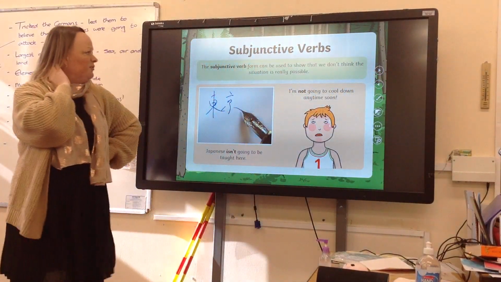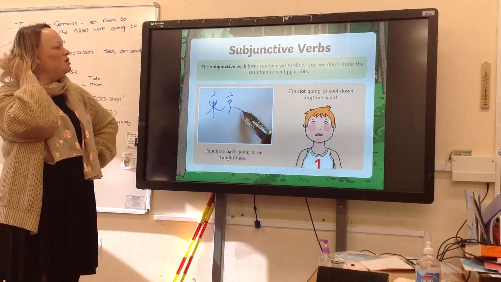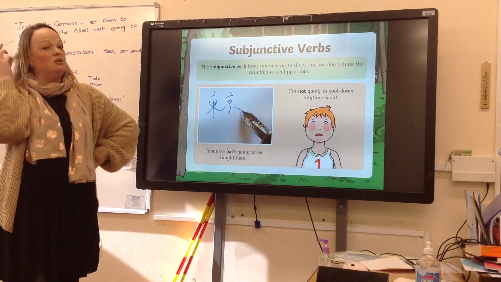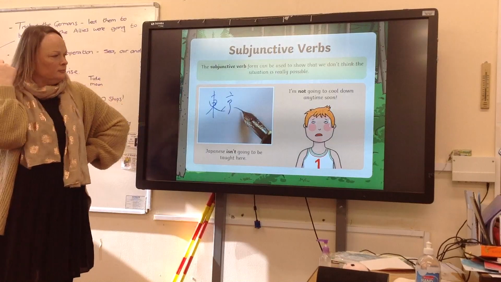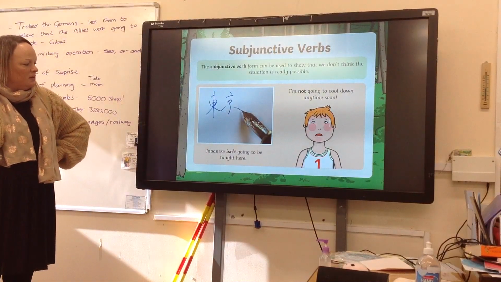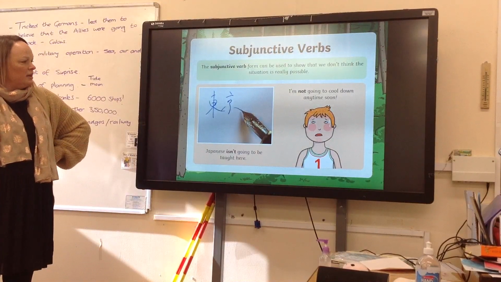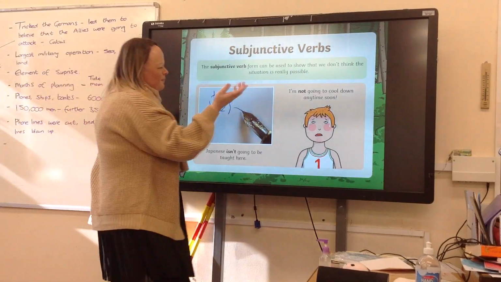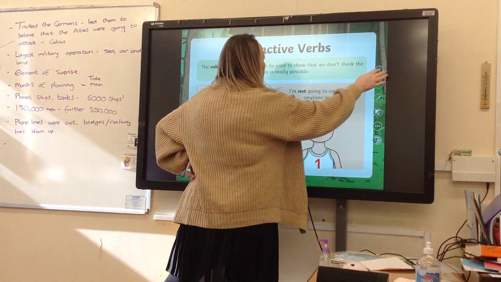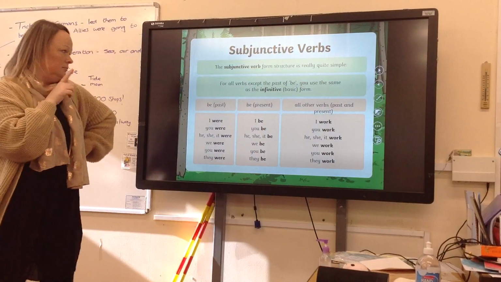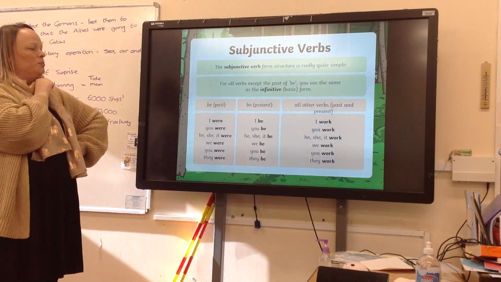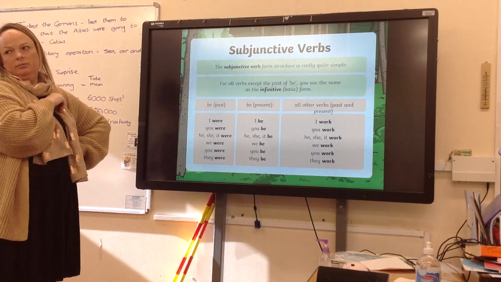The subjunctive verb form can be used to show that we don't think the situation is really possible. Not always though, because we are going to be able to use this in our writing. The subjunctive verb form structure is really quite simple.